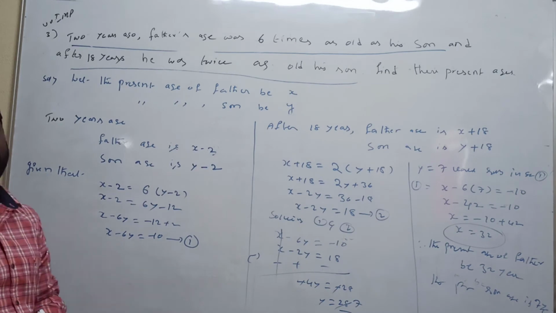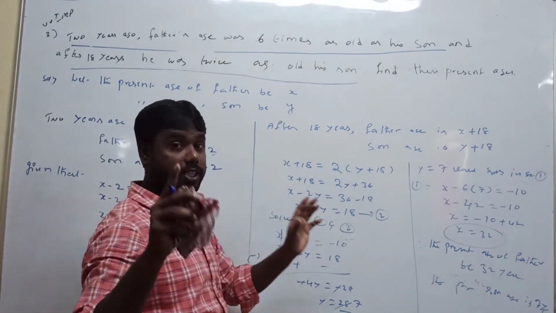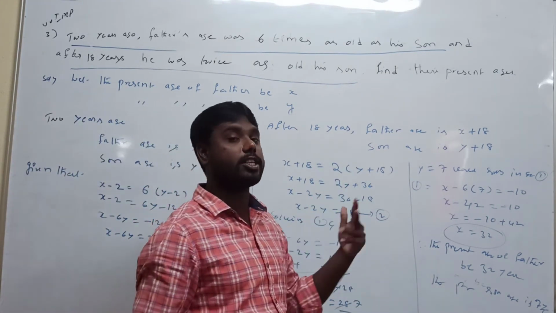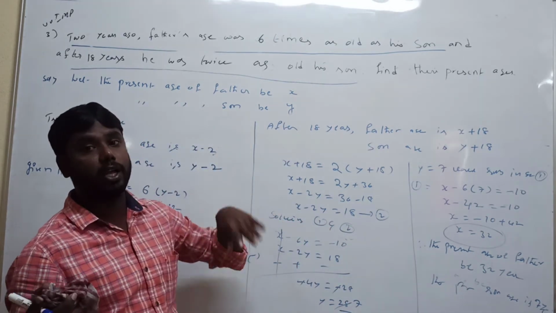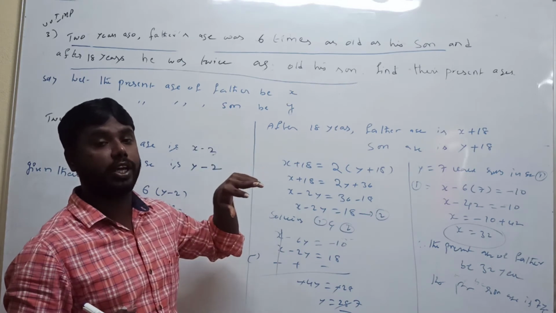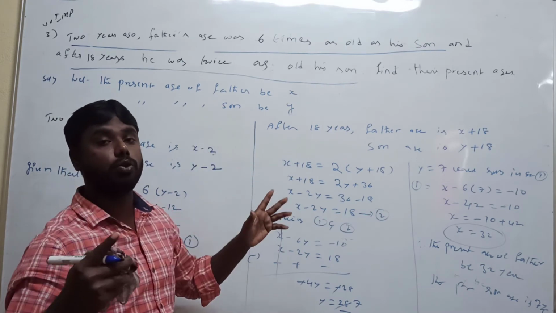We get the one equation. Same like after 18 years, present age is x. After 18 years, father age is x plus 18. Present son age is y. After 18 years is y plus 2. Then after 18 years, father age is equal to twice of the son age.